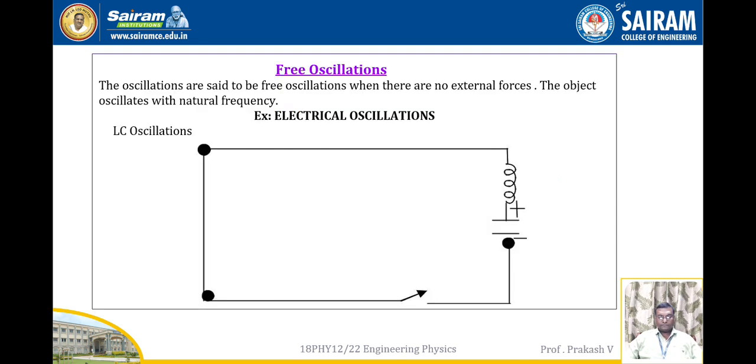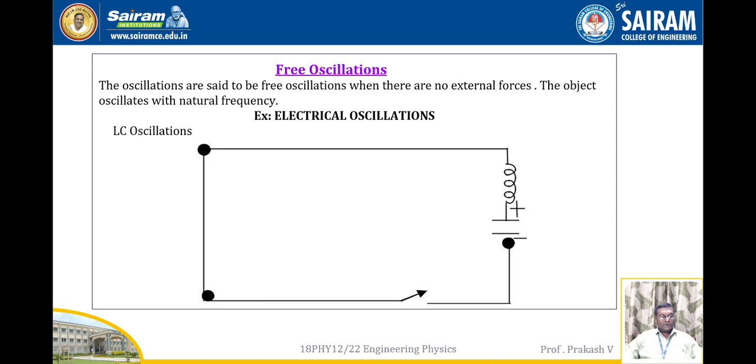Next, I am going to explain free oscillations. The oscillations are said to be free oscillations when there are no external forces acting upon it, and the object oscillates with its natural frequency. So we can take electrical oscillations into account for explaining free oscillations. Let us consider a capacitor and an inductor connected in an electrical circuit as shown in this picture.